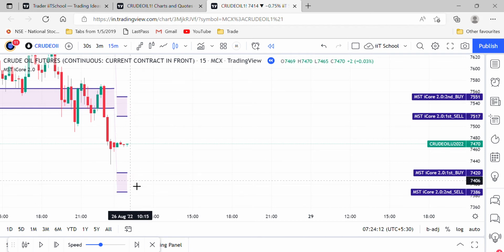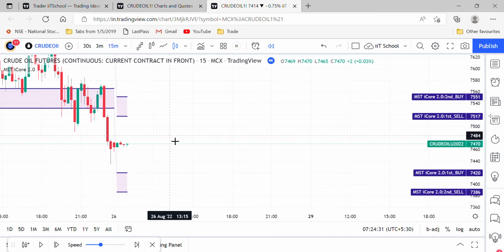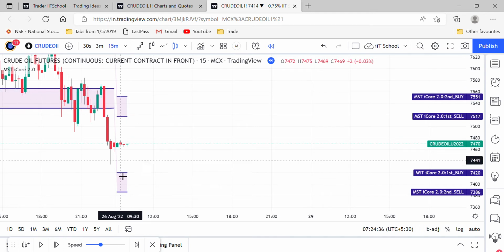Now what's our strategy? If the market reaches the bottom side first, that is at 7420, we will be buying the stock. If the market reaches the top side first, that is at 7517, we will be selling the stock. Now what will be the stop loss? The top second line will be the stop loss for the sell entry. The bottom second line will be the stop loss for the buy entry. That's all, very simple. So now I'm just making the market run.